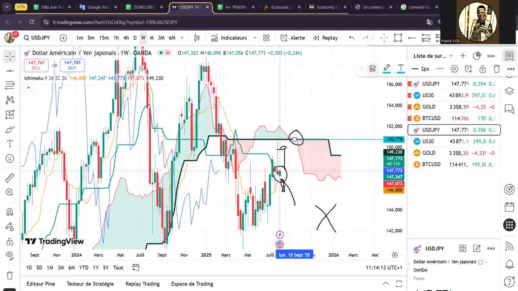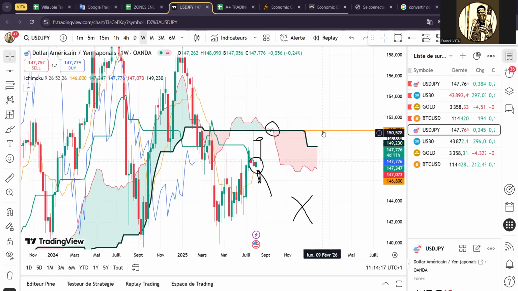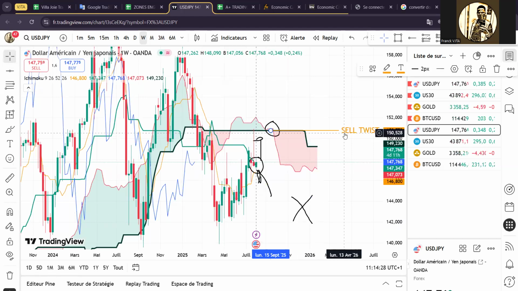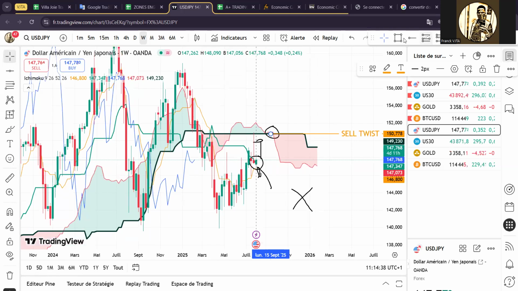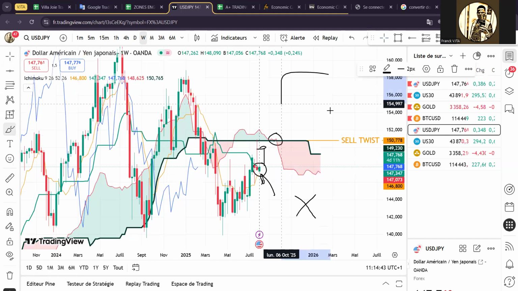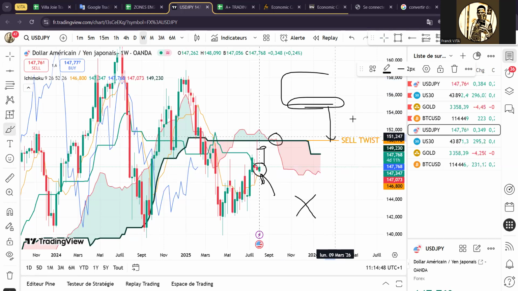You use an orange color like this and then name it sell twist, because every zone that's above the price will be a sell. So sell twist. That's how we do it. That's the first part of the zone. A zone is normally a rectangle like this, so that first line below is the twist line.